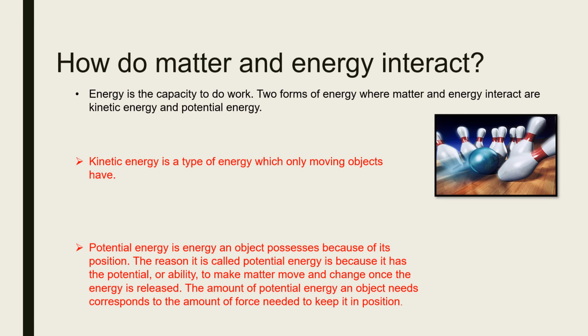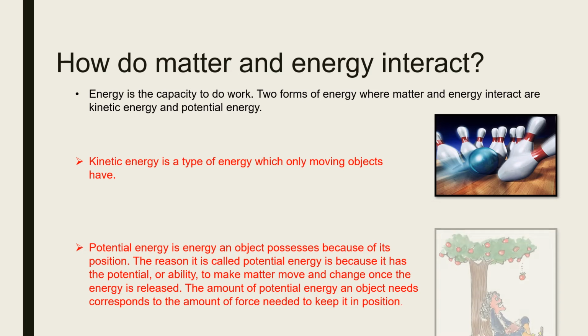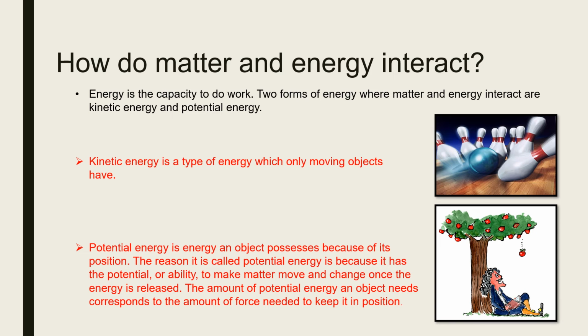Next is potential energy. Potential energy is energy an object possesses because of its position. The reason it is called potential energy is because it has the potential or ability to make matter move and change once the energy is released. The amount of potential energy an object has corresponds to the amount of force needed to keep it in position. An example of potential energy is an apple hanging from a tree, waiting to fall down. Potential energy also affects atoms and molecules as strong forces hold these particles together, giving the particles potential energy.